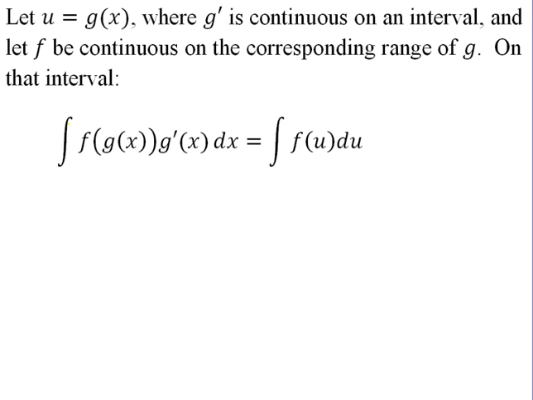And then what that means is on that interval, if we have the integral of f of g of x times g prime of x dx, then we can say that's simply the integral of f of u du. And this looks like a much nicer function in that when we integrate that, that's just going to be our antiderivative of f, assuming that big F prime is equal to f of u plus c.